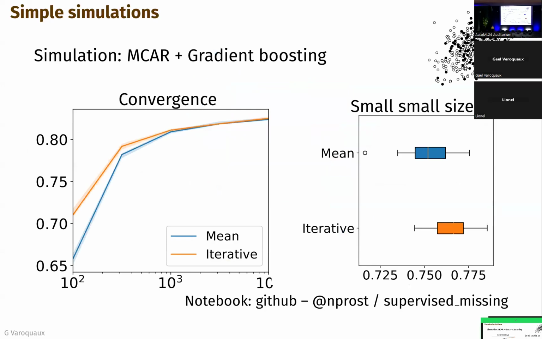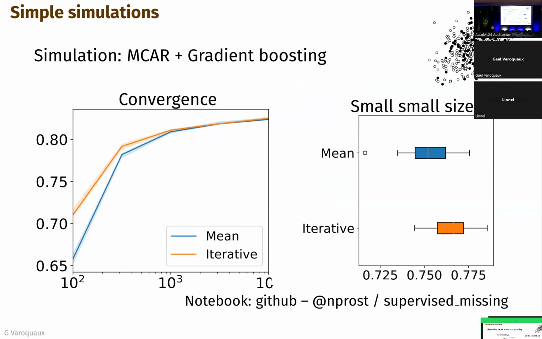So here are a few simulations, and we'll do a bit of hands-on on this. Here I'm using missing completely at random. Missing completely at random is the simplest kind of missing value setting. The missingness is completely independent of the data. It never happens in real life, by the way.